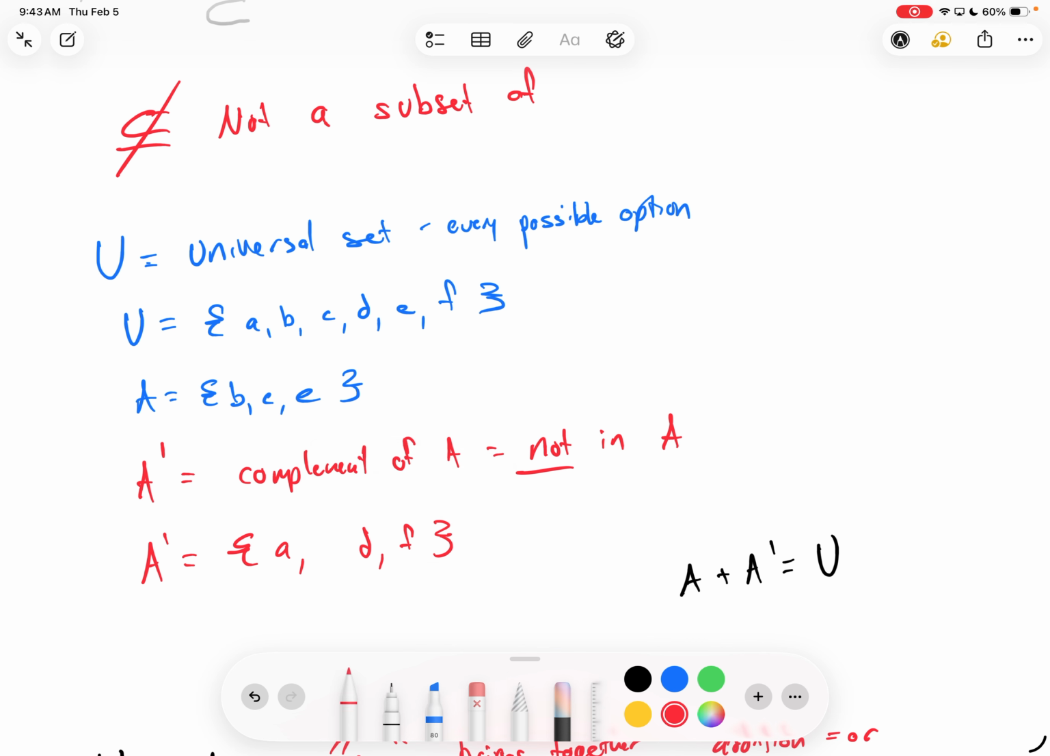Oh, wait, B is in A. See, y'all aren't telling me. B, C, and E. All right. Sorry, let's double check. B, C, and E are in A, so A, D, F is not in A, right? Okay. Sorry, y'all weren't stopping me there.